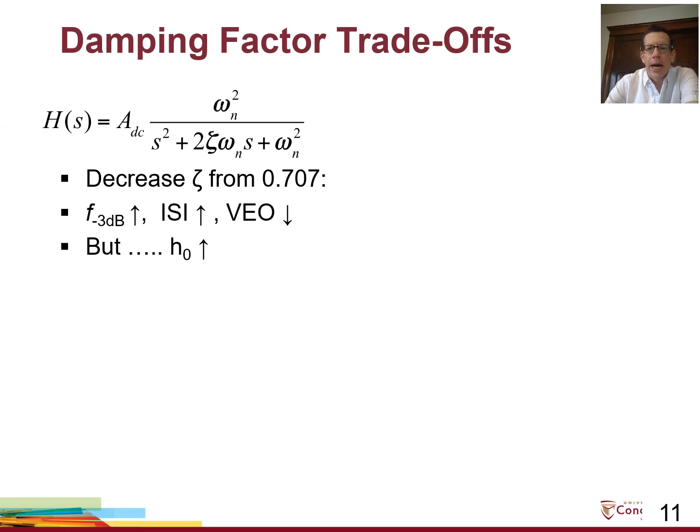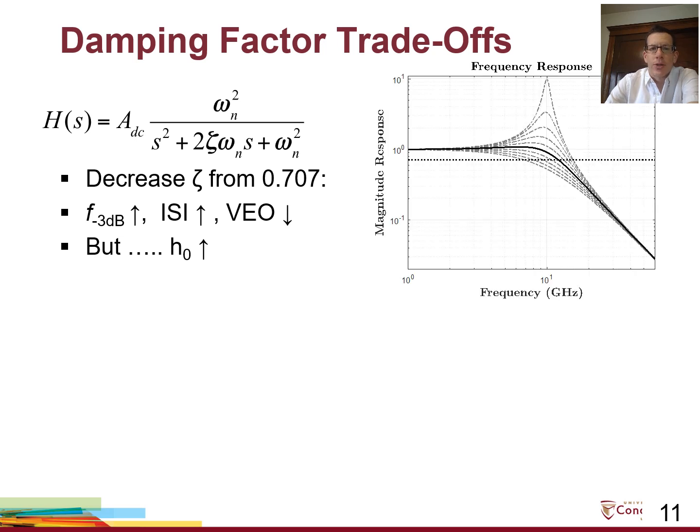So let's take a look at what happens when we change the damping factor of a second order system. We've got this H of S. It's got a low frequency gain of ADC. It's an all pole response. Let's look at what happens as we decrease the damping factor. As we decrease the damping factor, we get a slightly larger 3 dB bandwidth. The dashed line is 3 dB down, but we get significantly higher peaking in the frequency response.